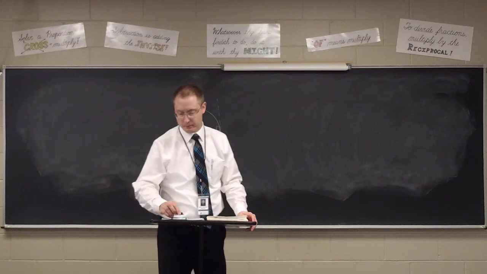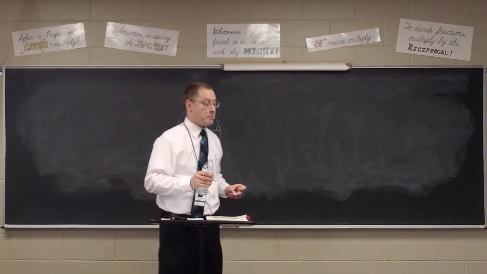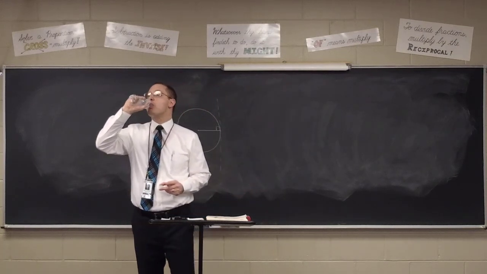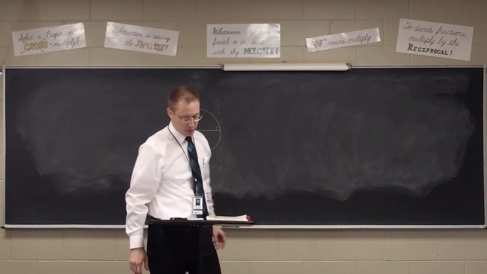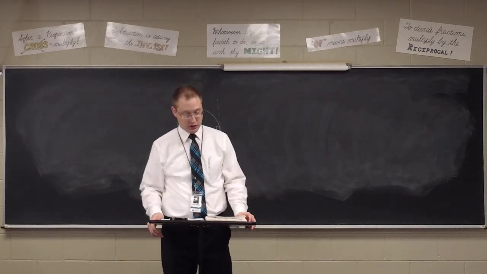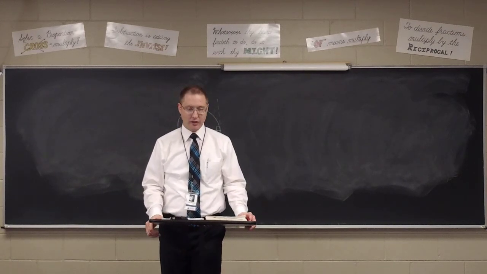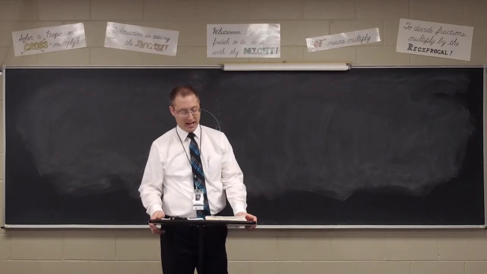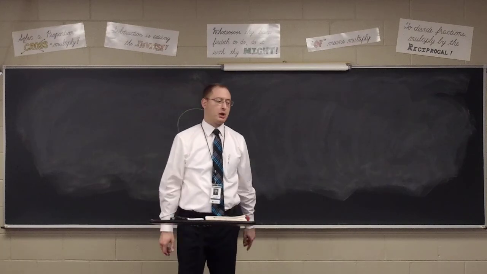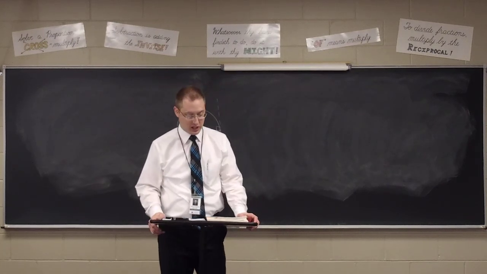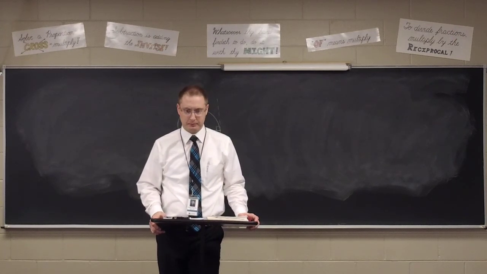Corollary 39-2: a perpendicular to a tangent at the point of tangency passes through the center of the circle.